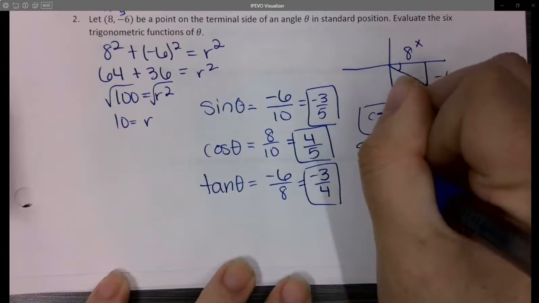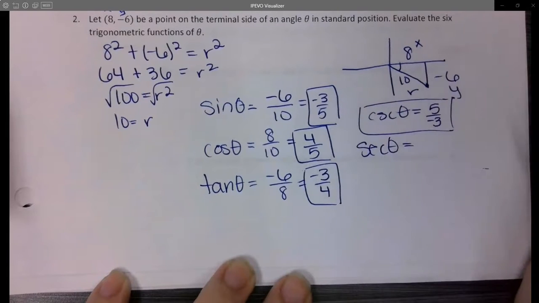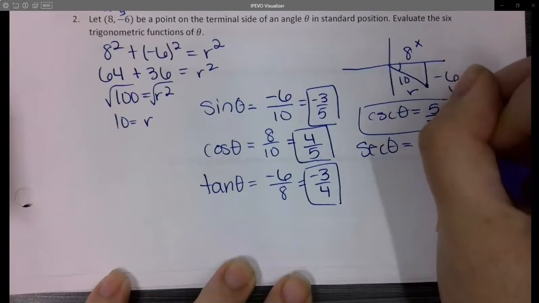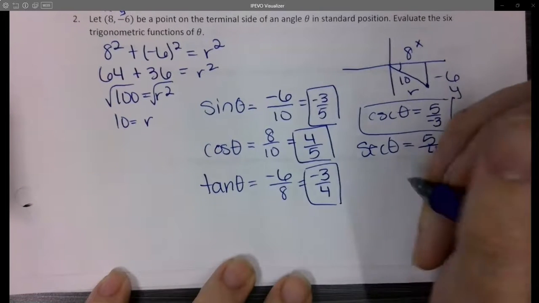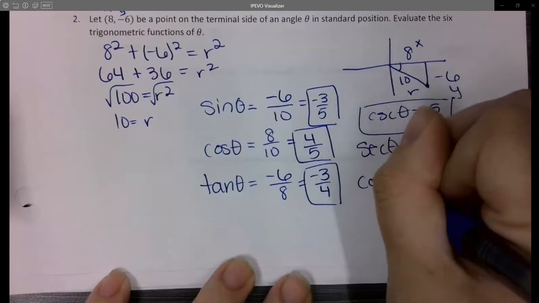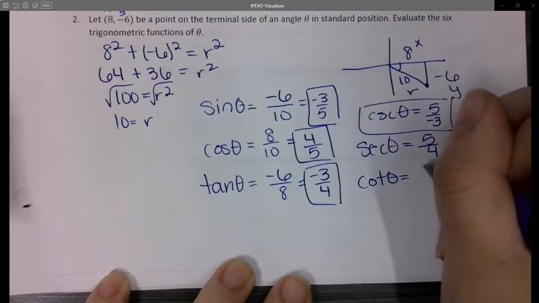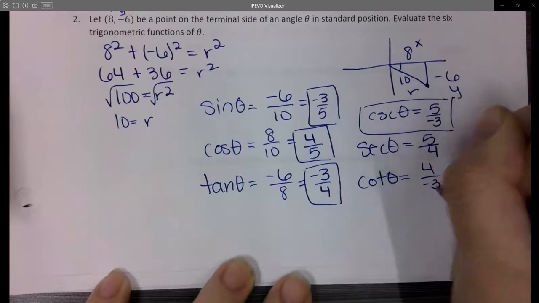Then I can do the same thing for secant. This one is the reciprocal to cosine. So I flip the cosine fraction. I'm going to have 5 over 4. Then I have cotangent. It's the reciprocal of tangent. This is 4, negative 3.